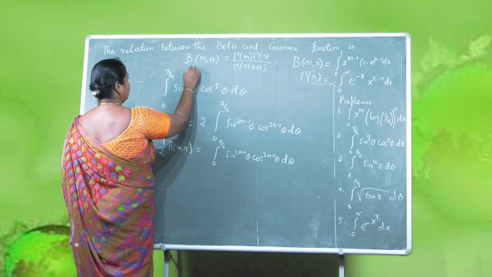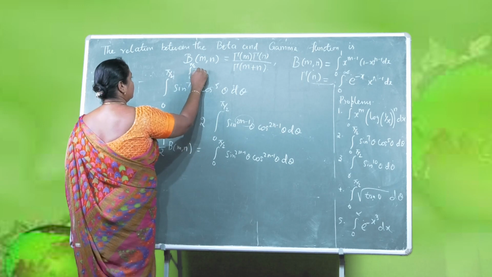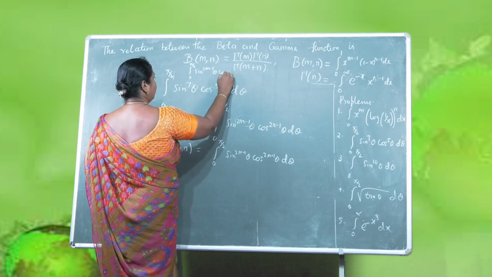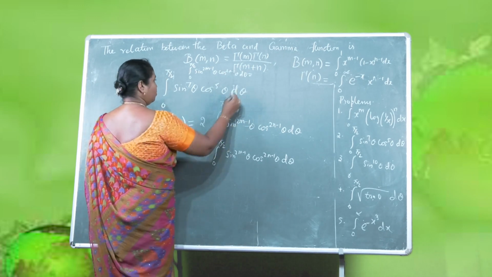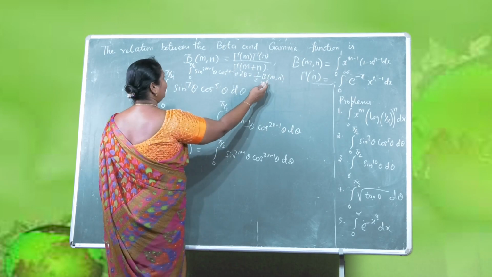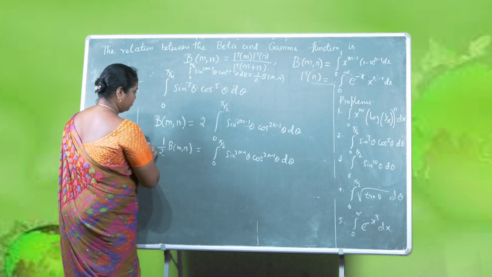So therefore this integral 0 to pi by 2 sin power (2m minus 1) theta cos power (2n minus 1) theta d theta is equal to what? 1 by 2 times beta of m comma n. And we know that there is a relation between these two values. So we will do that after some time.